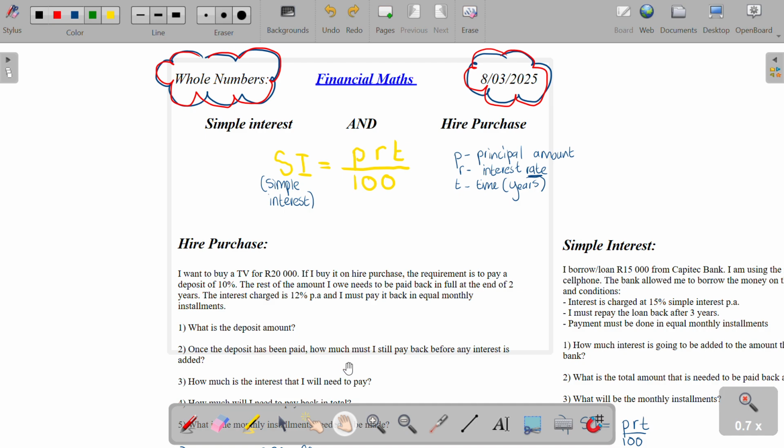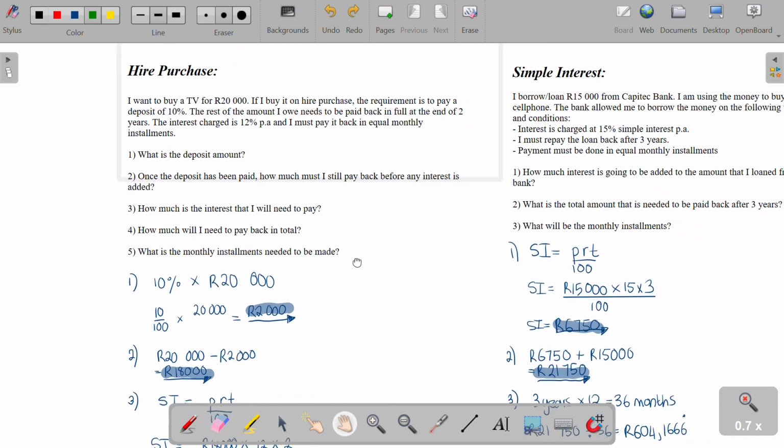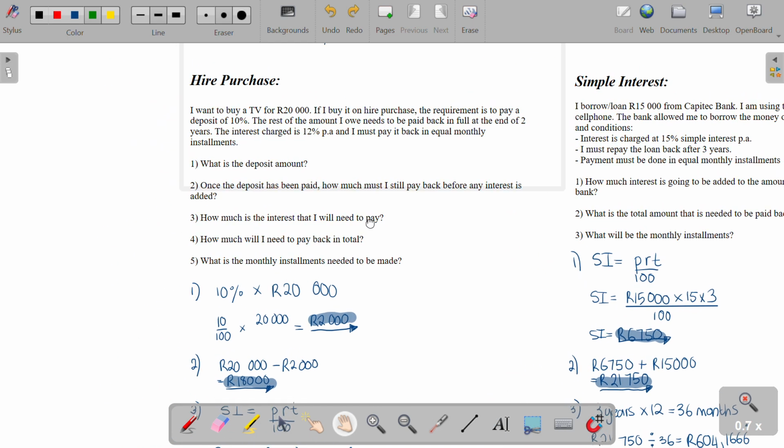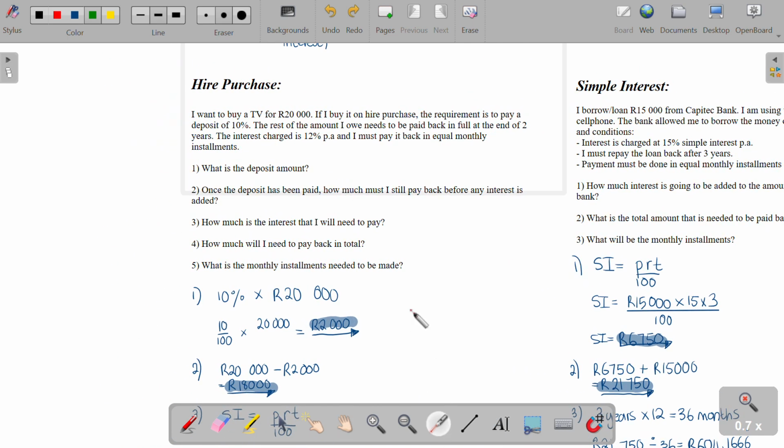So let's get right into it, guys. My first question, you'll see here, I have done hire purchase, and I'm doing a normal simple interest question. Right, so let's first explain and talk about hire purchase. So remember, hire purchase is when you borrow money, right? And hire purchase is always calculated on simple interest.